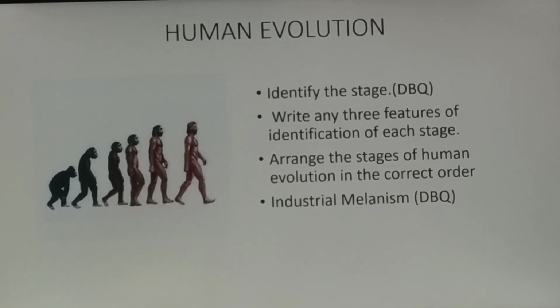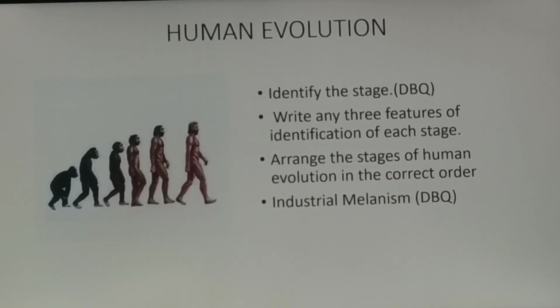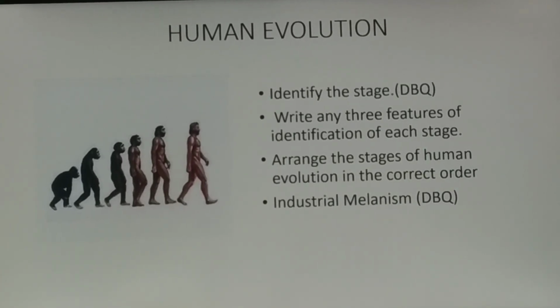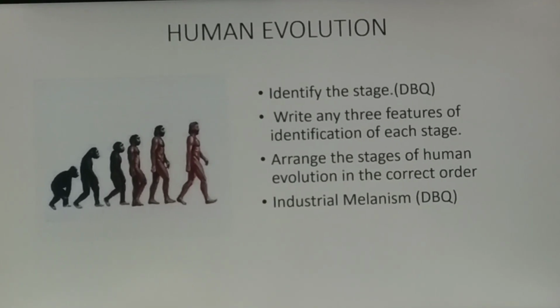So identify the stage, write any features. Here I have written 3 features, but study 3 or 4 features and keep. Write any 3 features of identification of each stage. Arrange the stages of human evolution in the correct order.